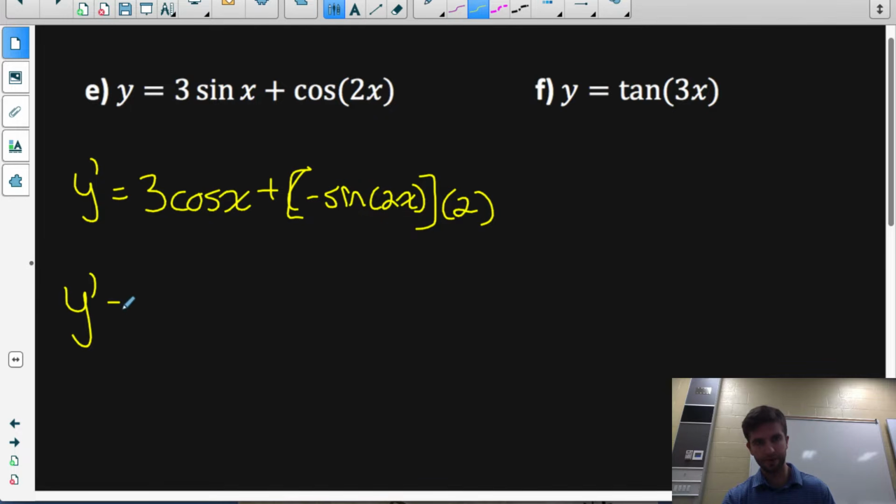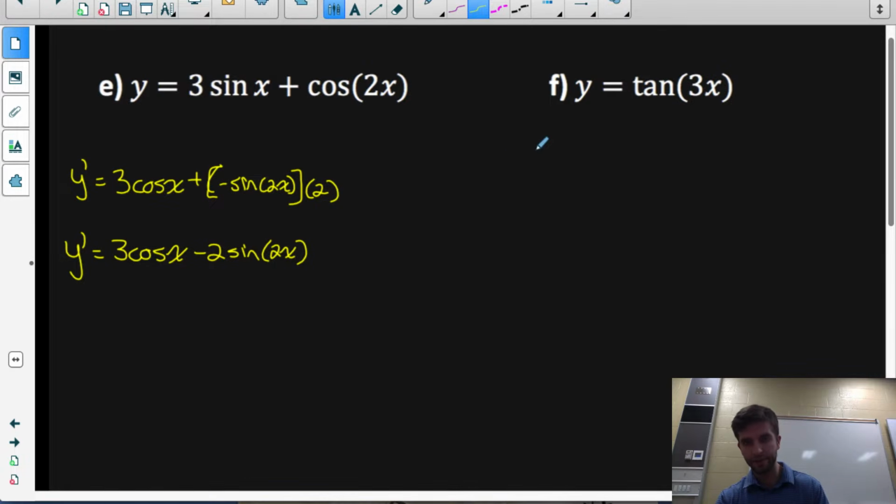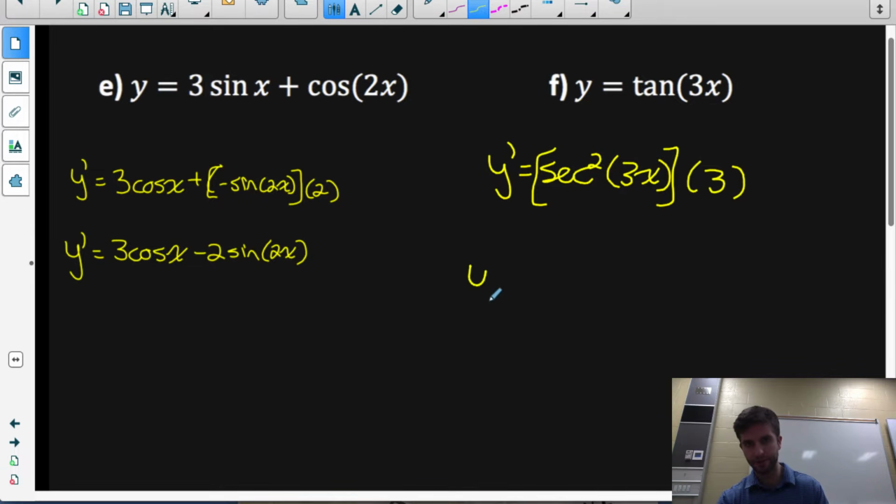And I could just simplify this a tiny bit. 3 cos x, I've got a negative 1 times a 2, that's negative 2. So I can write that as minus 2 sine of 2x. Part F, when I differentiate tan, I know the derivative of a tan function is equal to secant squared of the same argument. And then chain rule then tells me I need to multiply this by the derivative of the argument, which is 3. So I could just rewrite this as 3 secant squared of 3x.